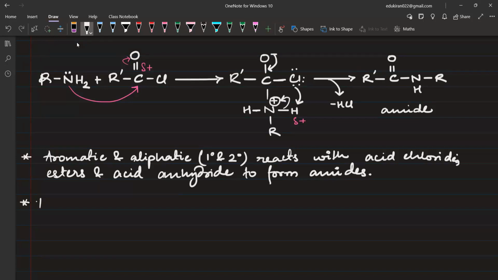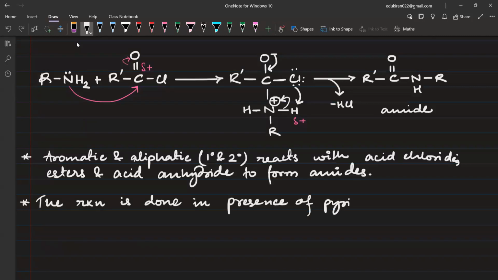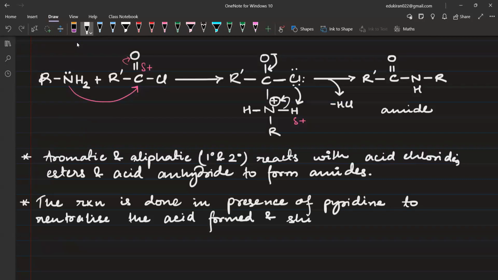ठीक है. You will write the second point. The reaction is done in presence of pyridine to neutralize the acid formed and shift equilibrium on the product side.